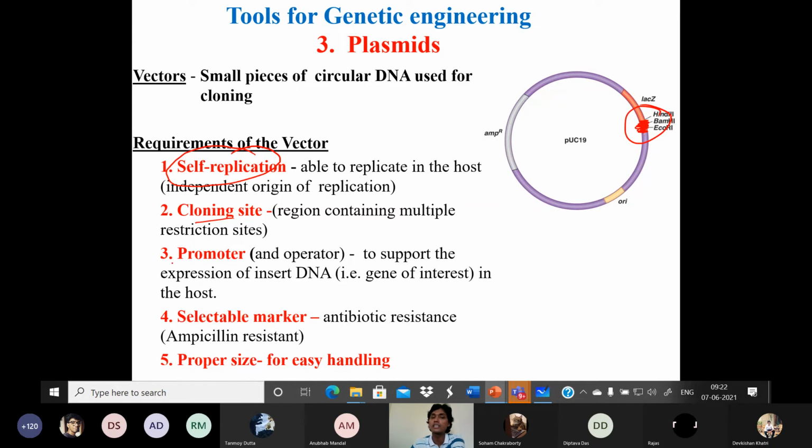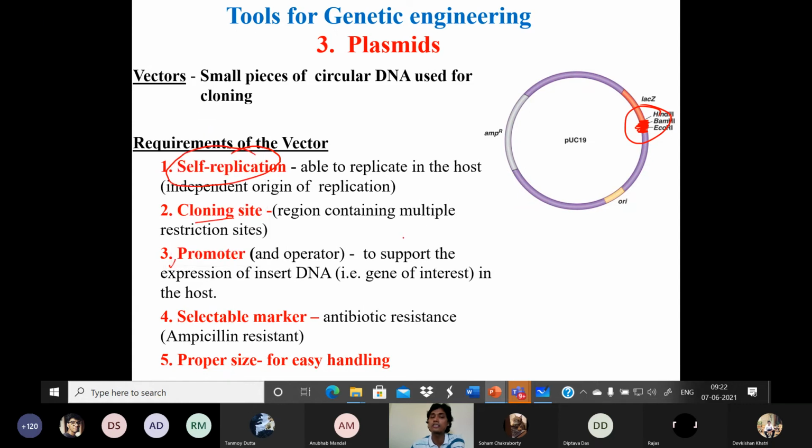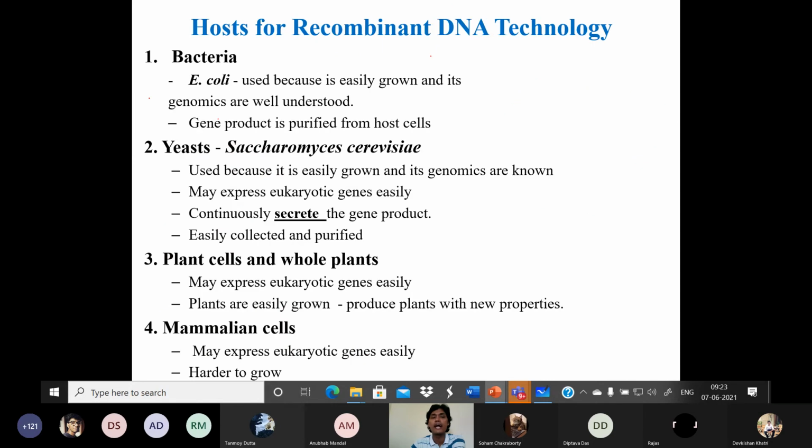Promoter, Soham actually asked me before. Yes, promoter should be there in the proper place, and just downstream of your promoter, you have to clone your gene, or you have to put your gene of interest. And selectable marker means here the antibiotic resistance gene, so that if you increase the antibiotic concentration, then the number of plasmids will increase, and proper size plasmids are a little bit small in size, so that it is easy to handle.